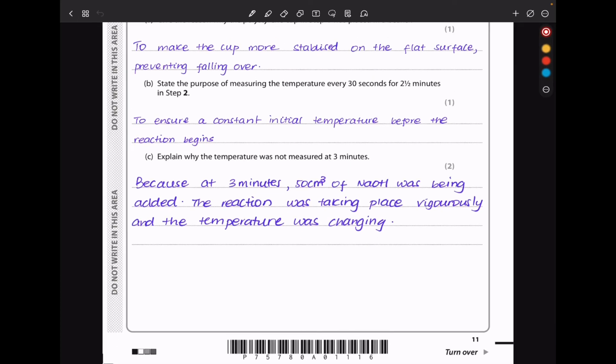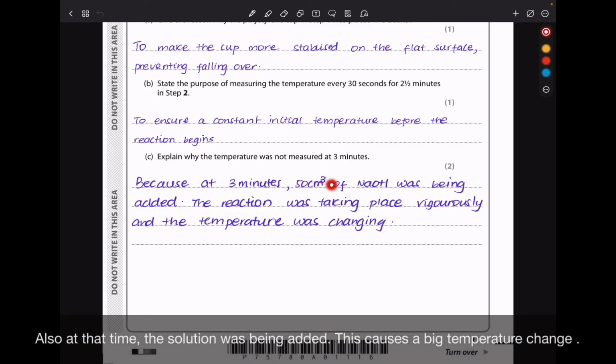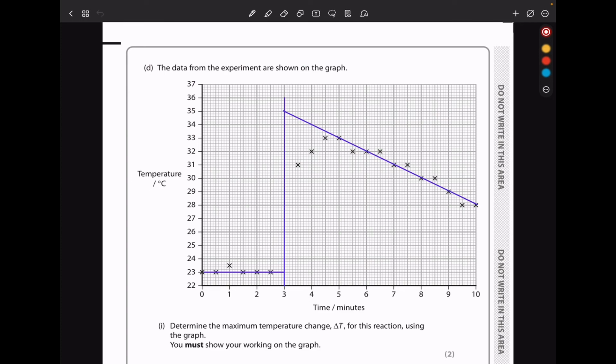In part C, they explain why the temperature was not measured at 3 minutes. Remember, at 3 minutes, they were adding 50 centimeters cubed of sodium hydroxide, and so there is no way they could measure since the temperature was changing. So I said because at 3 minutes, 50 centimeters cubed of sodium hydroxide was being added, the temperature was changing.